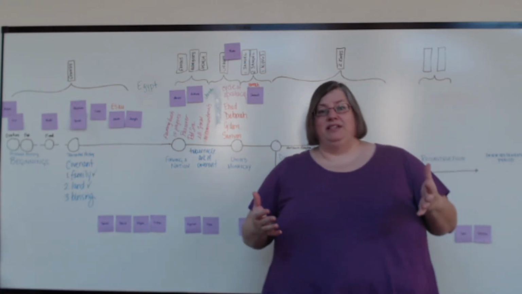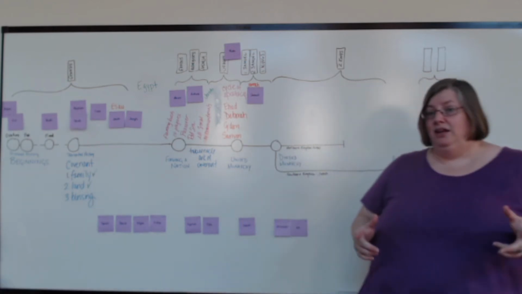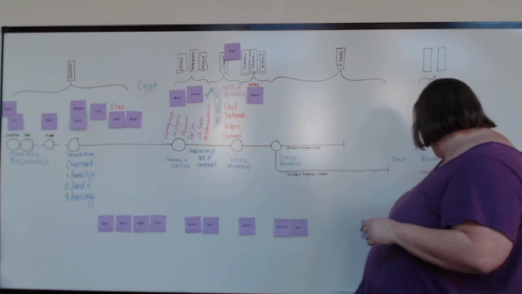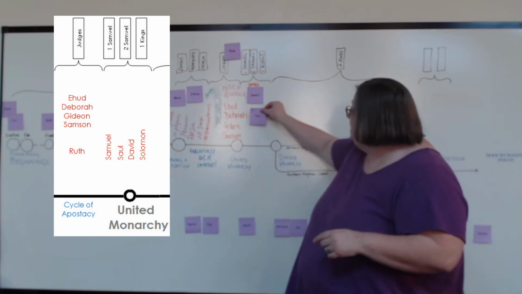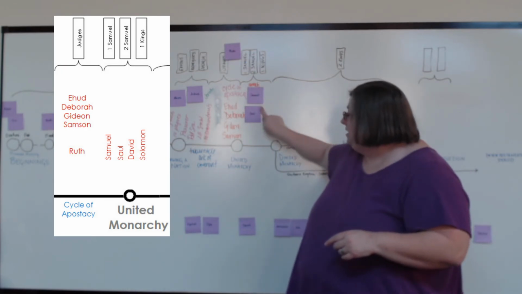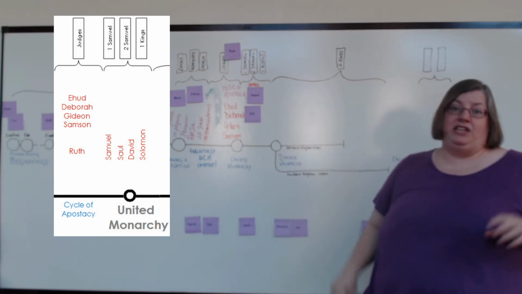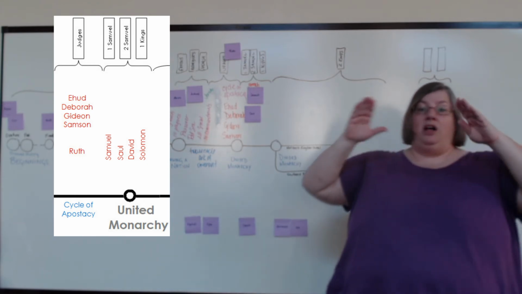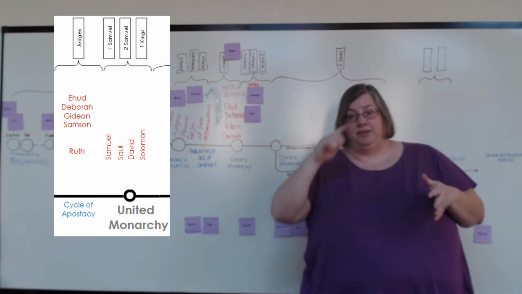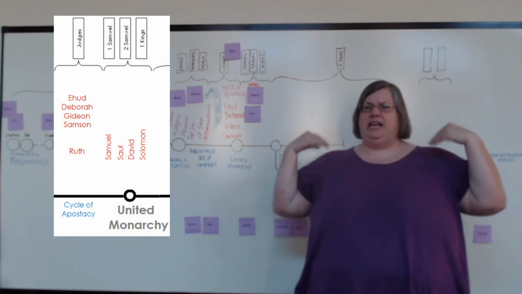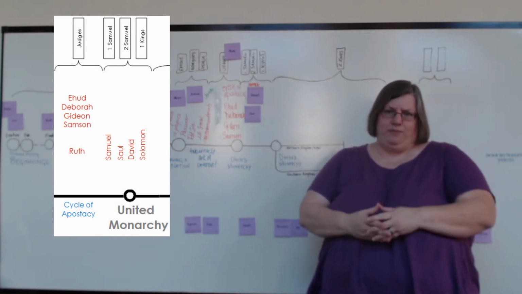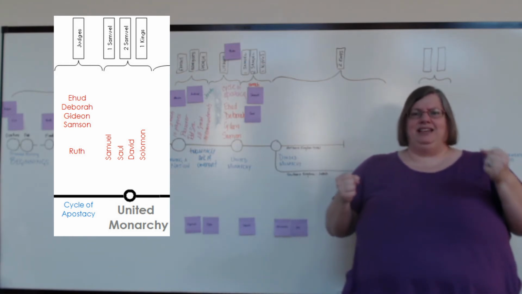But the people insist, and so Samuel will anoint the first of the kings, a man by the name of Saul. And so now we find ourselves in this first period of the monarchy, the United Monarchy, where Saul is the first king over all the tribes of Israel. Now, Saul looks like a king. He's head and shoulders taller than everybody else in the nation. He has a kingly bearing.